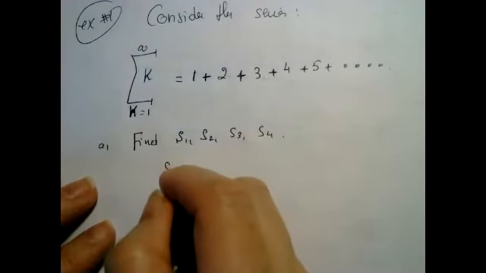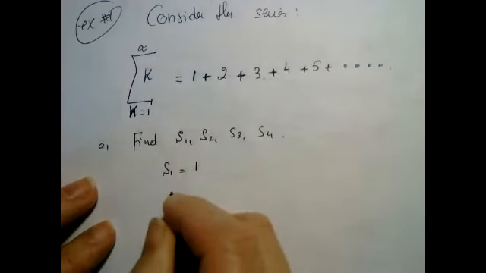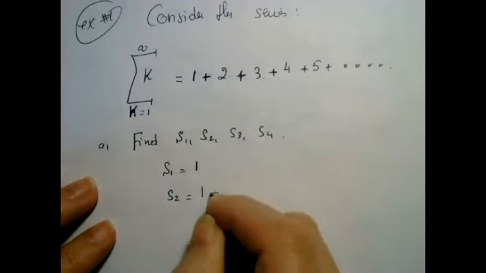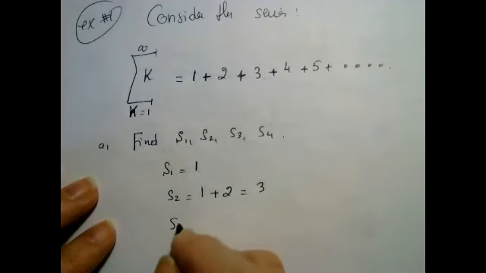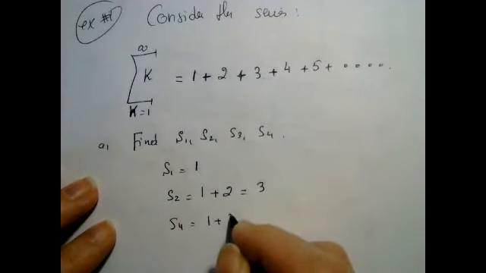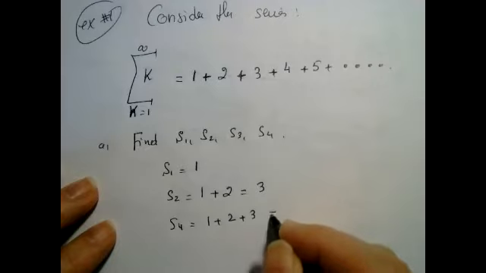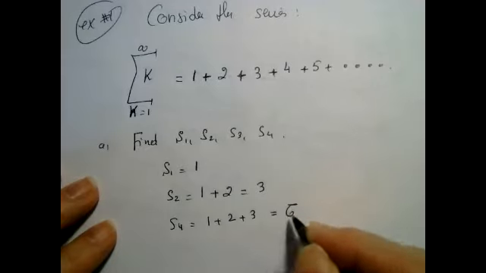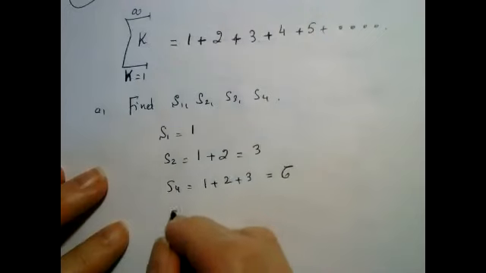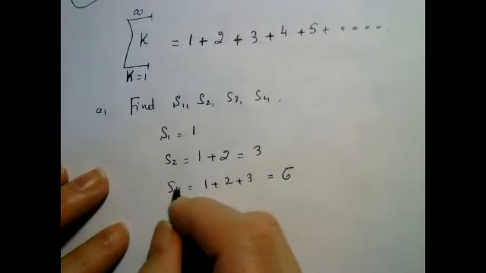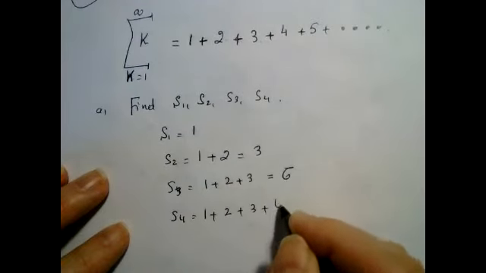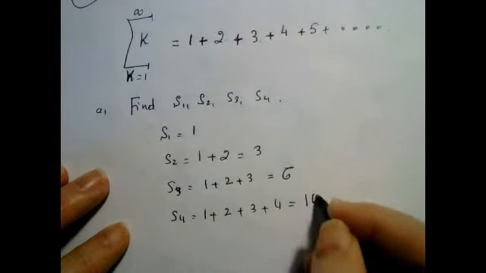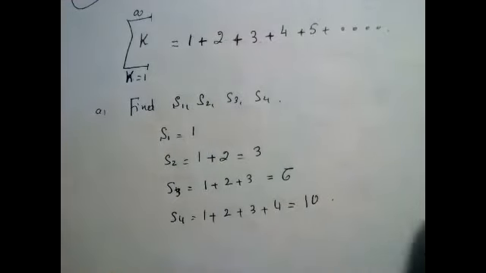S1 is the first term. S2 is basically 1 plus 2, which is equal to 3. S3 is 1 plus 2 plus 3, which is equal to 6, and so on and so forth. S4 is 1 plus 2 plus 3 plus 4, which means 6 plus 4, equal to 10. So question number 2, does the series converge or diverge?